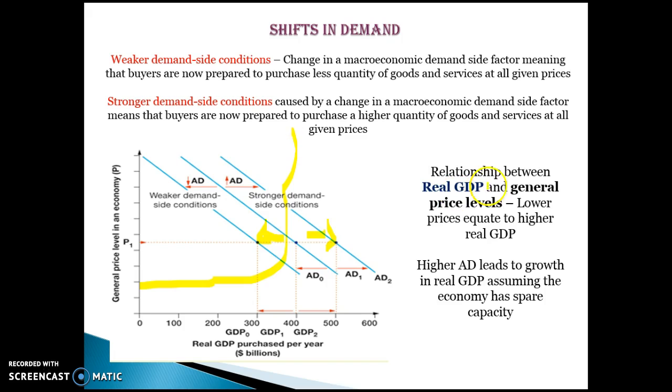So the relationship between real GDP and general price levels, generally the lower the price, the higher the level of real GDP. But whenever there's an increase in aggregate demand, it boosts real GDP, assuming the country is not at its productive capacity. If we're assuming we're not at this vertical section, then any increase in aggregate demand will lead to more production to meet that demand, and therefore an increase in real GDP.